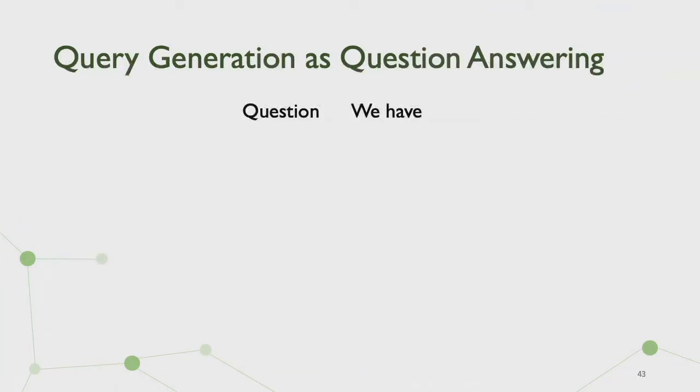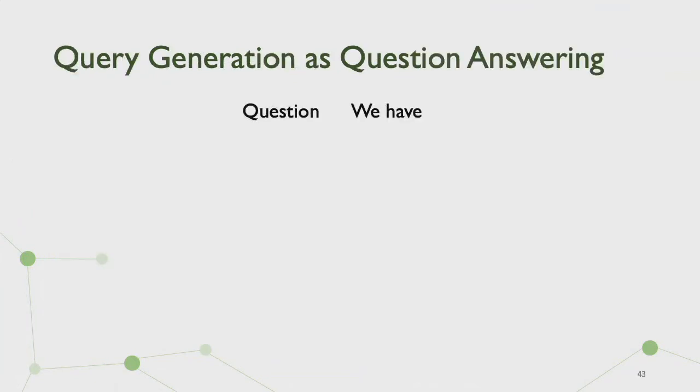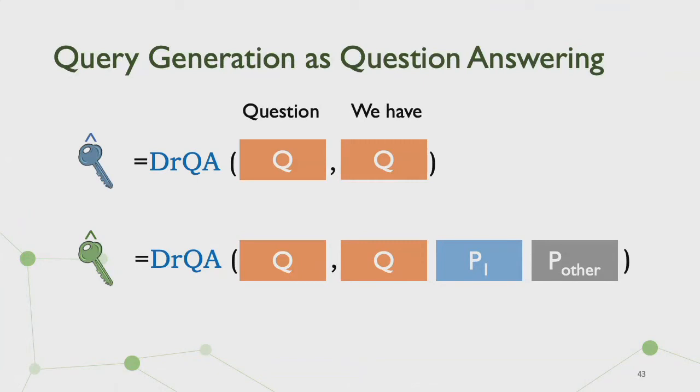And how do we actually generate these queries during test time? We propose to cast this problem as question answering. So in question answering, you usually have a question, a context, and you're trying to find an answer that's in the context or that's entailed by the context. So we make use of the exact same interface where we plug in the question, and the context is basically what we have at each step of reasoning. And we try to predict those keys, those oracle queries that we derived during training time. And that completes our system.